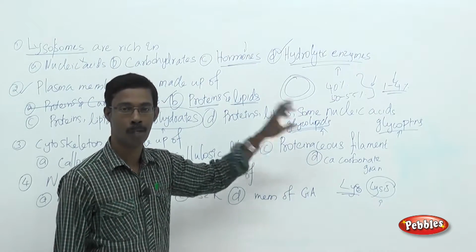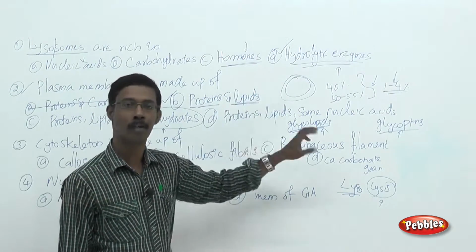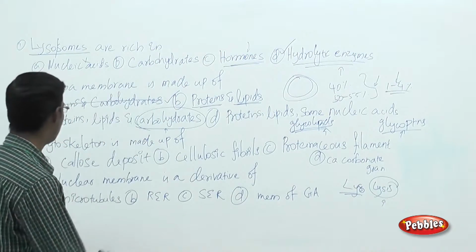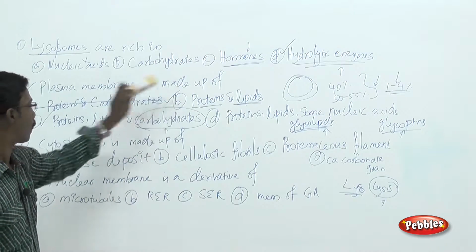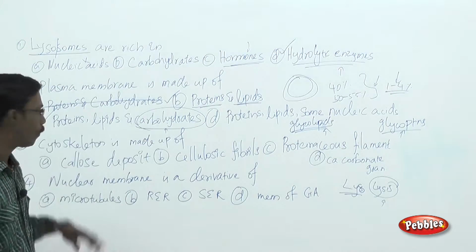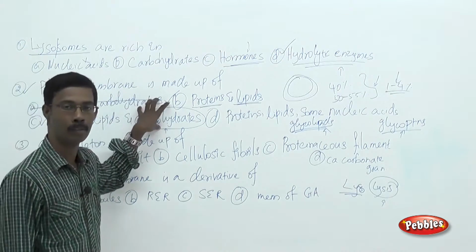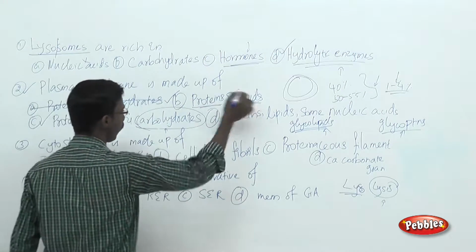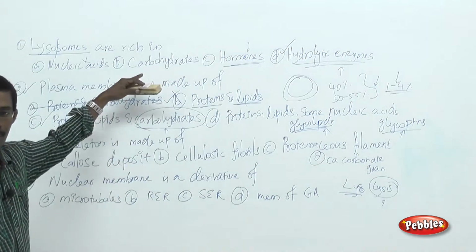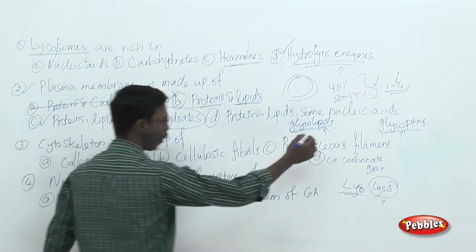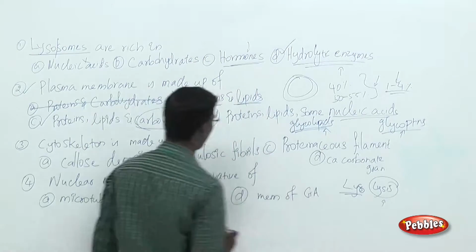The point you have to remember here is that carbohydrates are part of the plasma membrane. So the answer here is that the plasma membrane is made up of proteins, lipids, and some percentage of carbohydrates. So the second answer is wrong. Proteins and lipids alone cannot make up the plasma membrane. And there are no nucleic acids present in the plasma membrane.